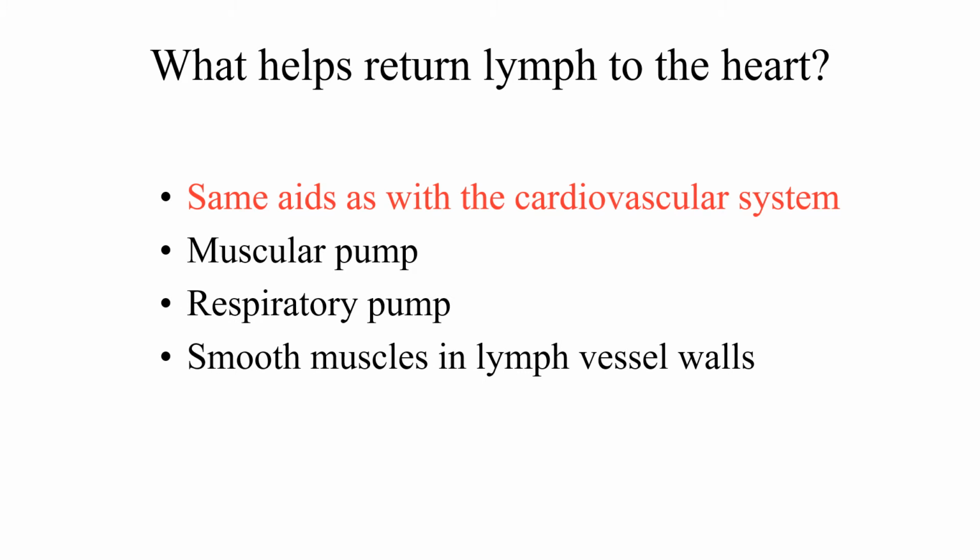Okay, so what are those aids? How do we help get lymph back to the heart? Muscular activity, we call that our muscular pump. So your physical activity will help move along the lymph toward the heart. Your breathing is called the respiratory pump. That too will help to move fluids from the higher pressure elsewhere in your body to the lower pressure in your thoracic cavity.